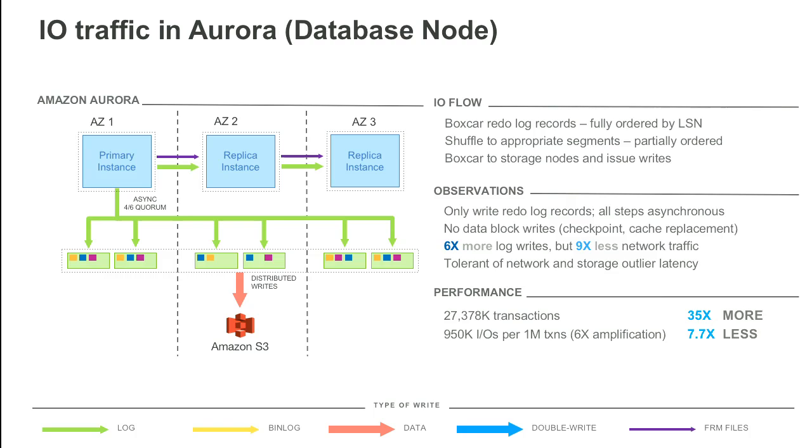If you think about what's happening here, first we only write redo log records. This can all happen asynchronously. We eliminate full page writes. All the code paths where you normally write dirty pages, the dirty page writer in the background, checkpointing, cache eviction, we just kill all those code paths. They're all cauterized. Because we take each redo log record and write it 6 ways, there's actually 6x more log writes. But overall, it turns out that we do almost an order of magnitude less traffic on the network.